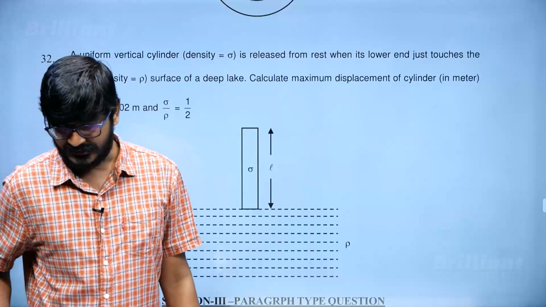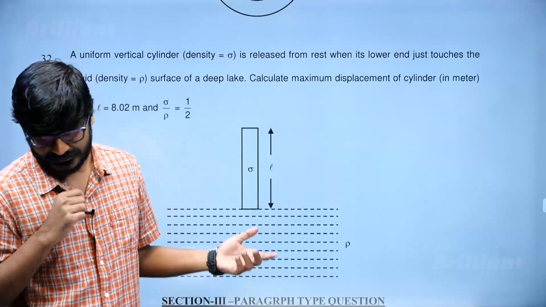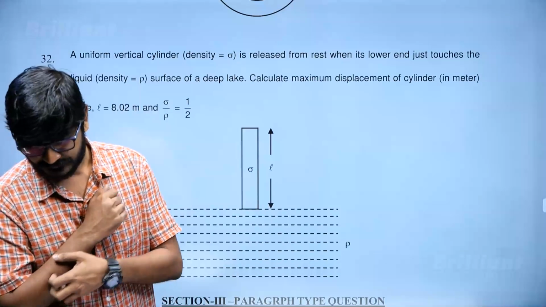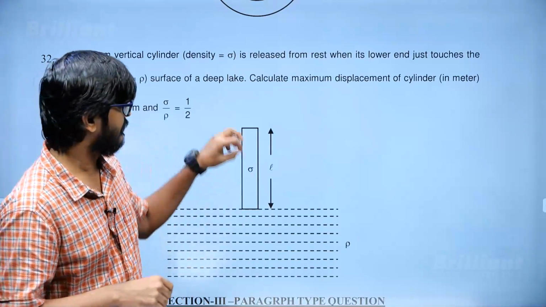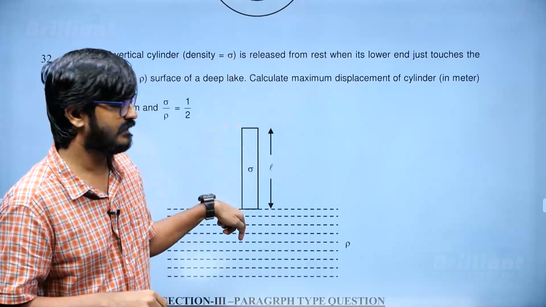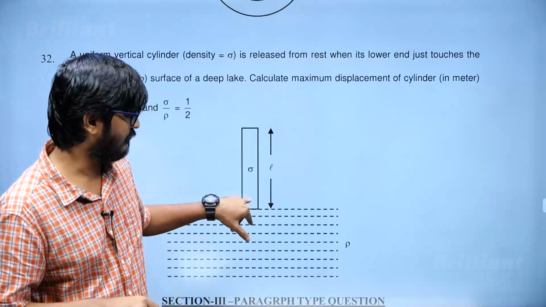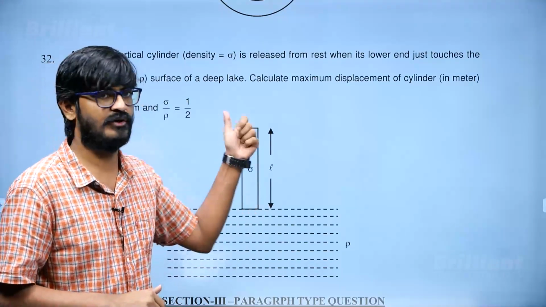A uniform vertical cylinder is released from rest when its lower end touches the liquid density. What is the maximum displacement of the cylinder, right? So when you leave it, what will happen? Gravity will try to pull it down. When it is pulling it down, some of the volume will be submerged inside, so there will be buoyancy, right?